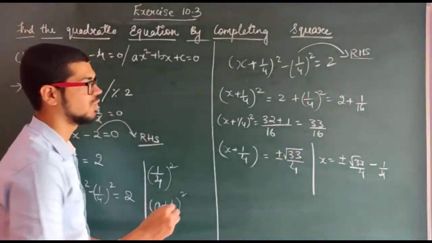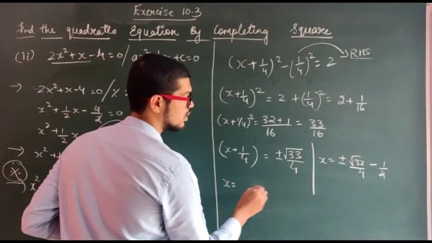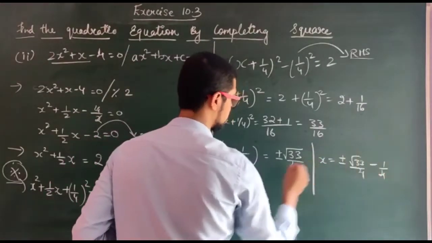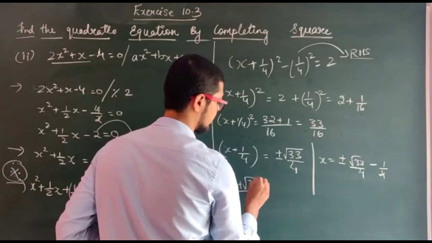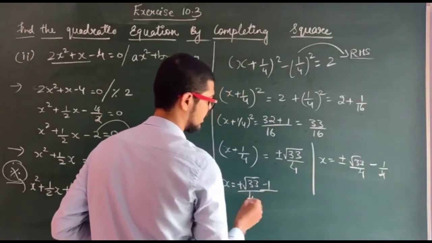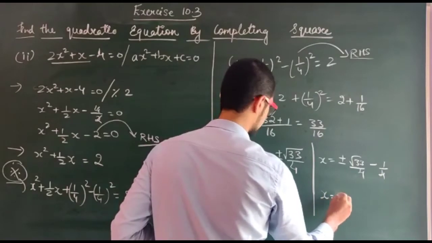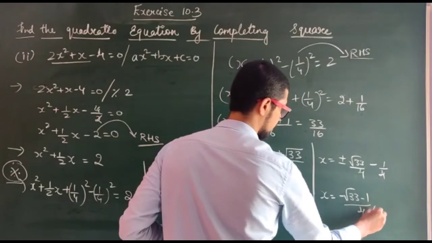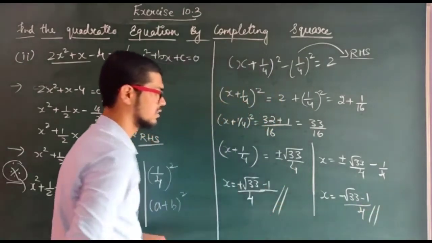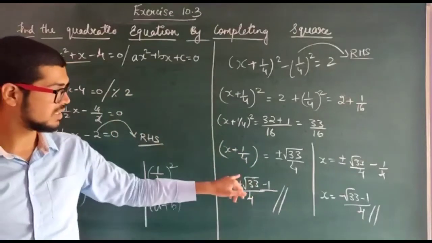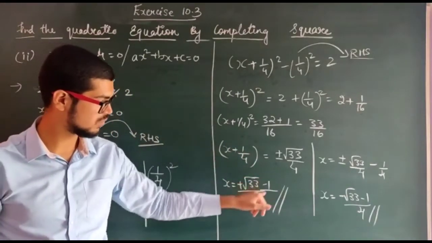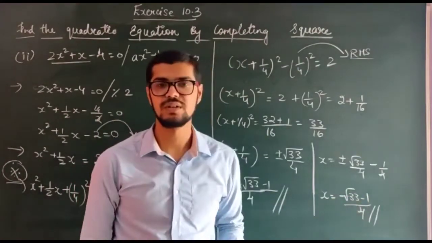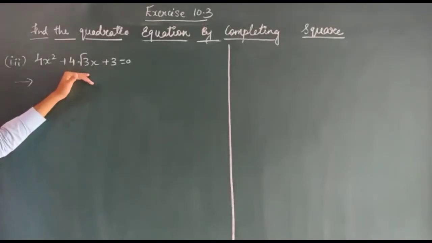Now I will be getting the two values of x, that is x is equal to, since I have LCM same, LCM is 4, plus root 33 minus 1 by 4, and another time x is equal to minus root 33 minus 1 by 4. So these are the values of x here. I am getting the two values of x. One is plus root 33 minus 1 by 4 and the other value is minus root 33 minus 1 by 4. Let me quickly solve this problem in the same procedure.